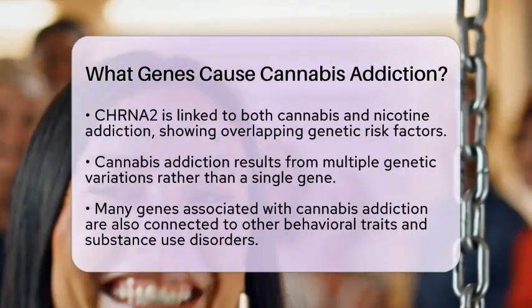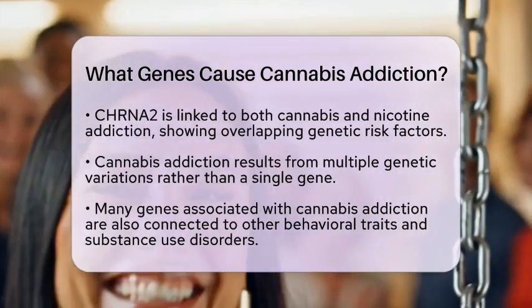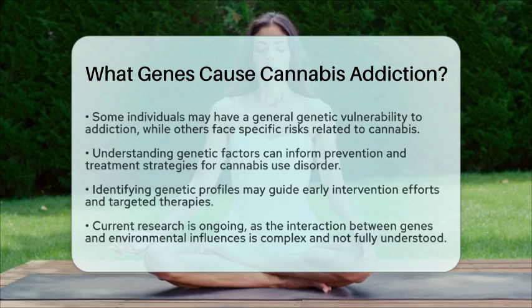For example, identifying individuals with certain genetic profiles could guide early intervention efforts. It may also lead to the development of targeted therapies that address the biological aspects of addiction. While researchers have made strides in identifying risk factors, there is still much to learn about how these genes interact with each other and with environmental influences. Current genetic findings are not yet precise enough to predict an individual's risk for cannabis addiction, but they offer valuable clues for future research and treatment approaches.